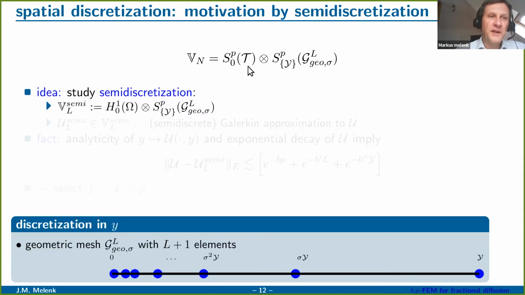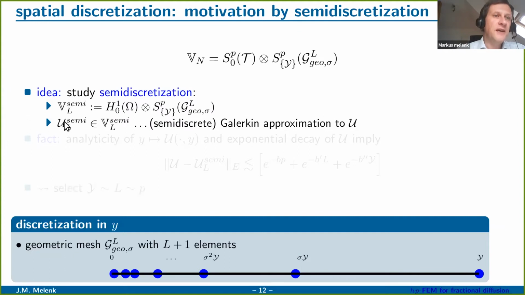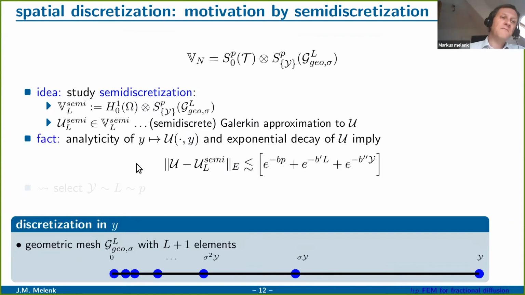To motivate the correct choice of the space S^p(T), so of the triangulation T, let's look at the semidiscretization case first. So let's replace the S^p(T) by the infinite dimensional Sobolev space H^1_0. Okay, and then this is again a closed subspace. So the u_semi will be the Galerkin approximation to the function u. Okay, and then one can show, this is essentially the analyticity of the function u and the exponential decay, that actually the semi-discrete approximation error is bounded by these three terms.